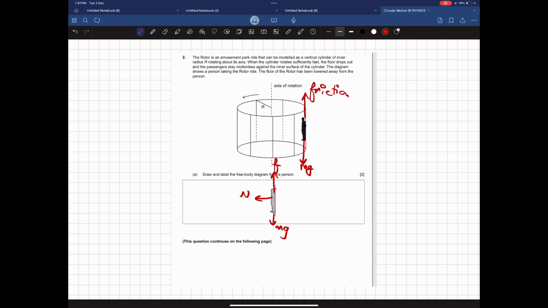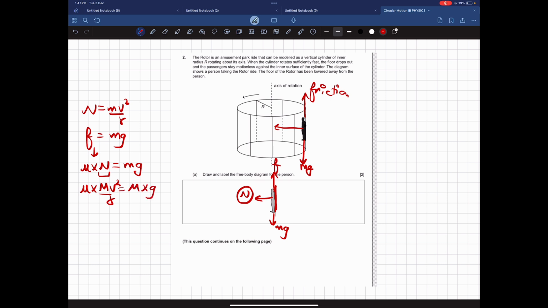Because normal is always perpendicular to the surface, and now the surface is vertical, so normal should be horizontal, right? And then in this case, you know that normal is pointing towards the center of the circle, right? So now you will say normal is equal to mv square by r, and friction is equal to mg. What is the formula for friction? Mu into normal is equal to mg. Now what is normal? Normal is equal to mv square by r. So m cancels with m, v square is equal to rg over mu.